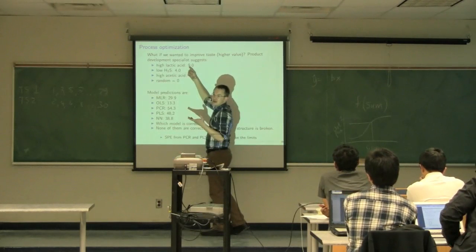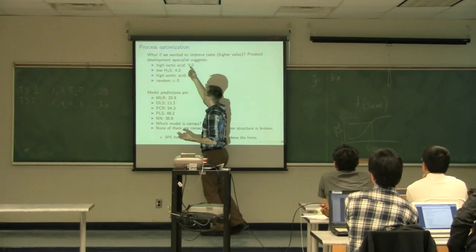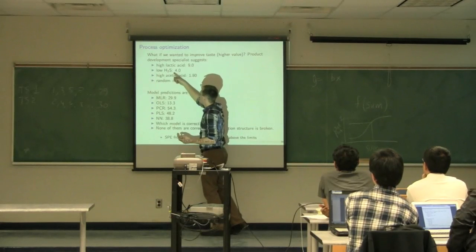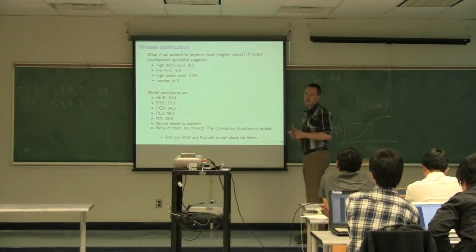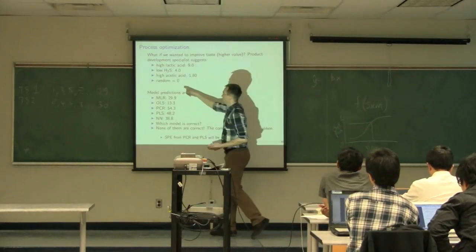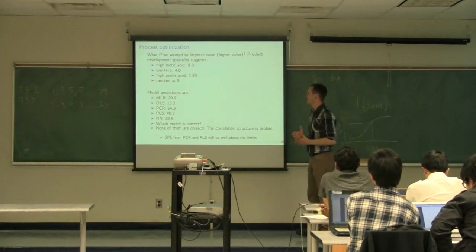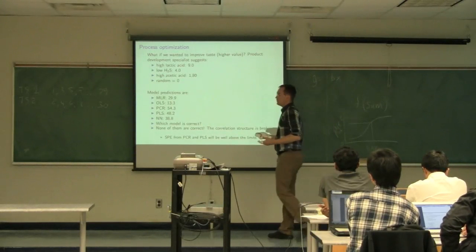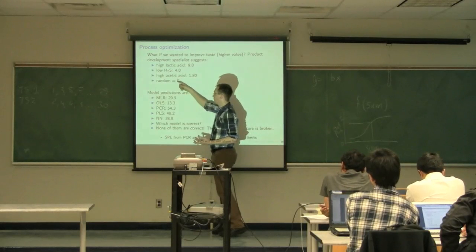So if we can boost the lactic acid, we know it has a positive correlation to taste, so we're going to ramp that up. We're going to use low H2S and high acetic acid. Those are the properties that we want. And we're going to set the random variable to zero, which is what I originally picked. Then we try to make a prediction from the model for this particular case that we want to get to.